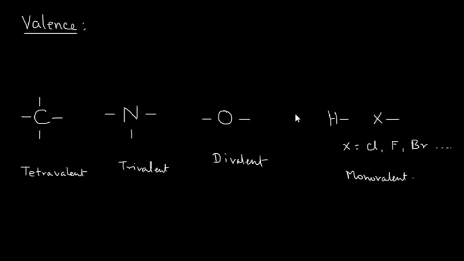Now let us try to understand what is valency. Valency describes the number of bonds usually formed by each element. For example, carbon can form 4 bonds, so it is tetravalent. Nitrogen can form 3 bonds, so it is trivalent. Oxygen can form 2 bonds, so it is divalent. And hydrogen and halogens can form 1 bond, so they are monovalent.